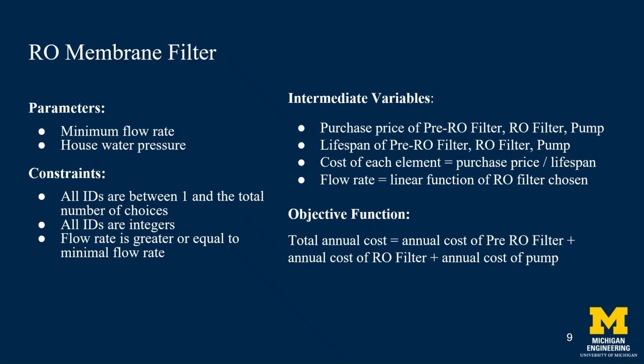Our optimization was modeled as a knapsack problem where we select from a set number of choices for each component, and ID is the variable. So we have the constraint that all IDs must be between 1 and the total number of choices, and all must be integers. The minimum flow rate is also a constraint, and the objective function that we minimized is the sum of the annual cost of all three components.